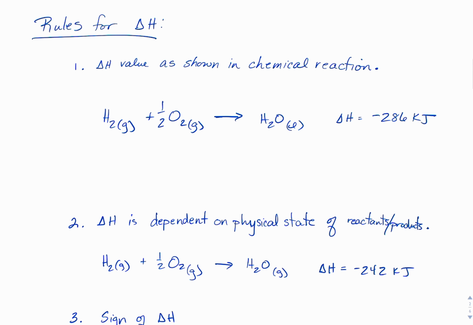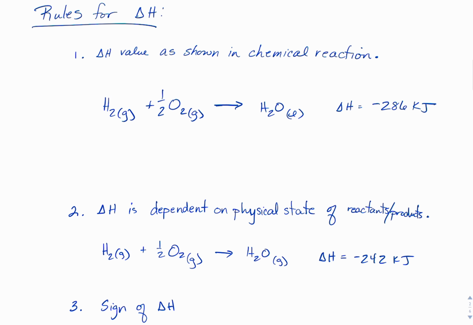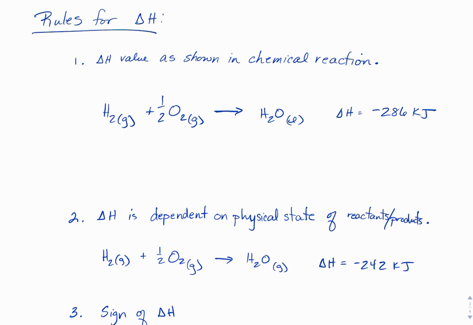There are some rules for using delta H. I'm going to start with rule 1. Rule 1 states that the delta H value as shown in the chemical reaction is true. So for the chemical reaction that I've written here, hydrogen gas plus half a mole of O2 gas yields H2O liquid, this delta H for this reaction has been experimentally determined before and is given to us as a value of negative 286 kilojoules.